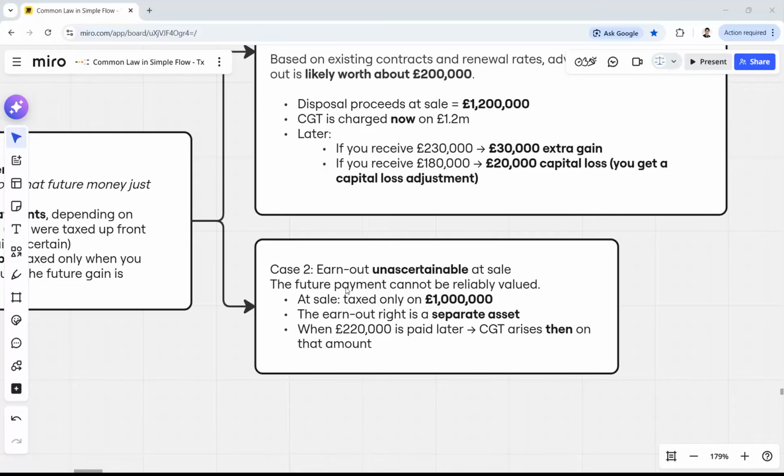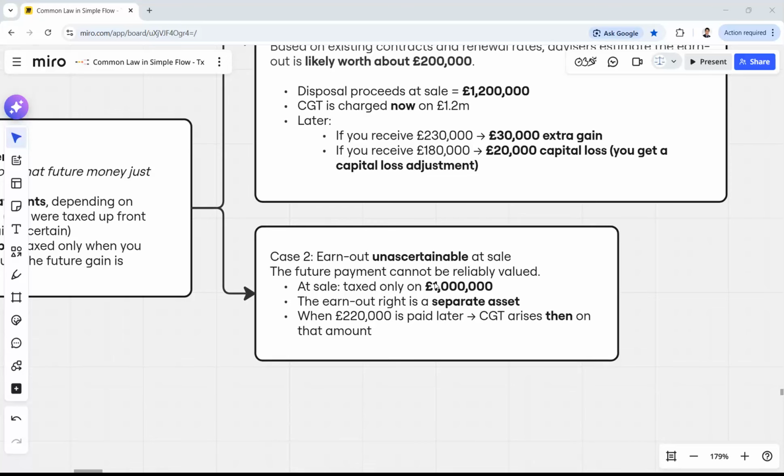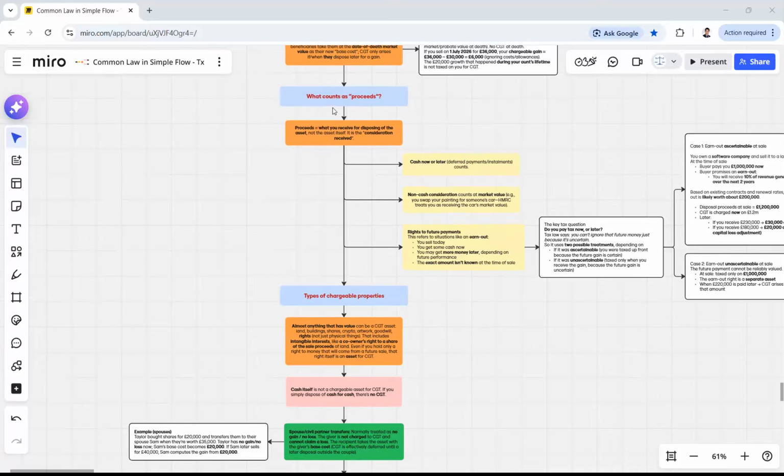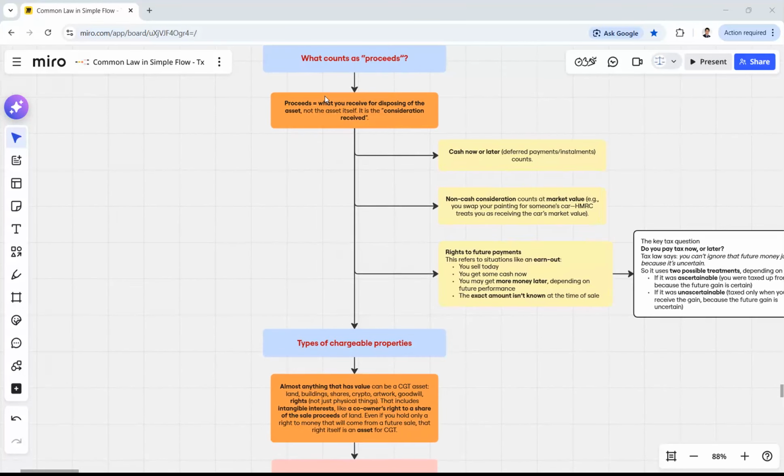And in case 2, there is an earn out that is unascertainable at sale, and you are getting 1 million pounds and it's not clear what the potential future gain will be. So that's why you are not charged anything extra and you are paying CGT only on this 1 million pounds. But later, if you get this extra payment, which is, for example, 220,000, then CGT will arise on that amount, but only as soon as you get the payment. So these were examples of proceeds.